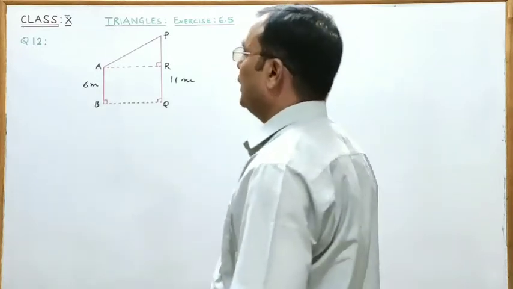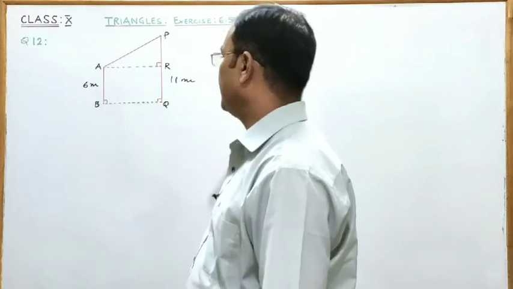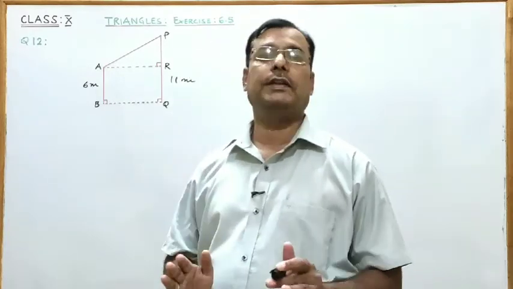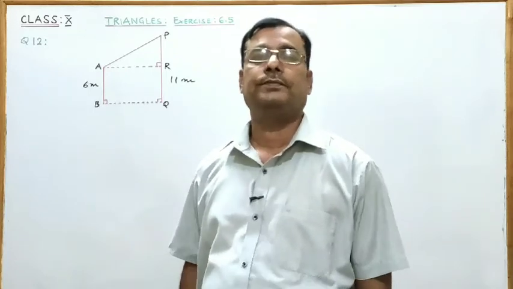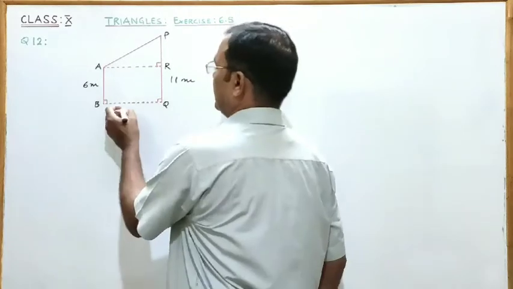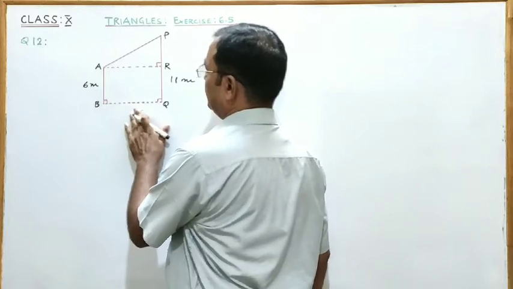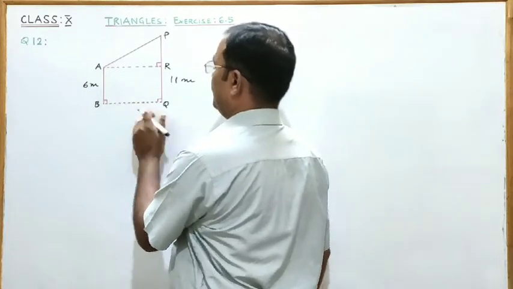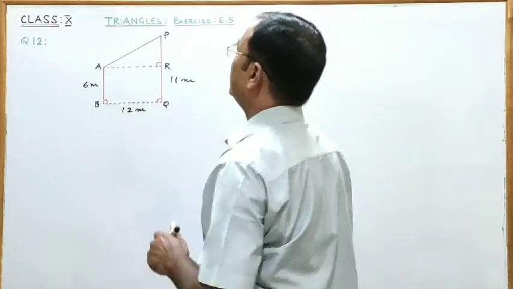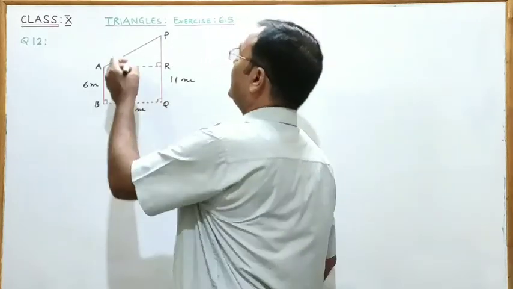Now question number 12. In this question there are two poles of height 6 meter and 11 meter standing vertically on a level ground. Two poles are at 12 meter apart from each other on the ground. We have to find the distance between their tops.